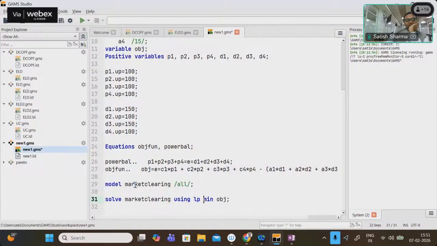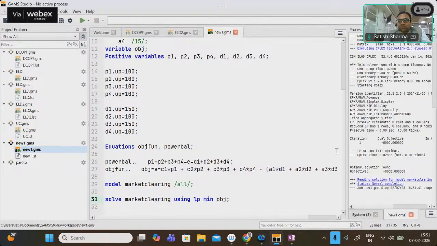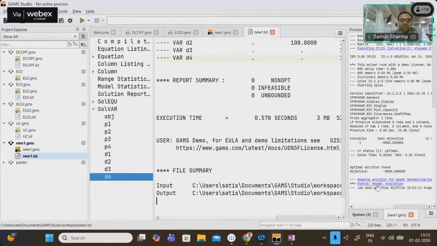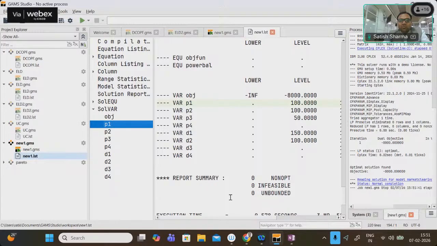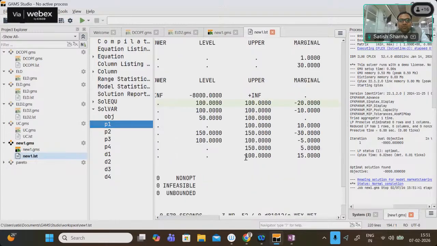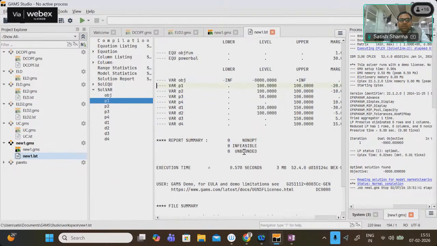Then we have to minimize. So either you can write down full minimizing or maximizing, or you can simply write down min or max as well. That is also fine. And then obj. So once you run it, you can see that a normal completion has been done and some values of P1, P2, P3 will come. So here you can see that P1 value is 100, P2 is 100 and P3 is 50.